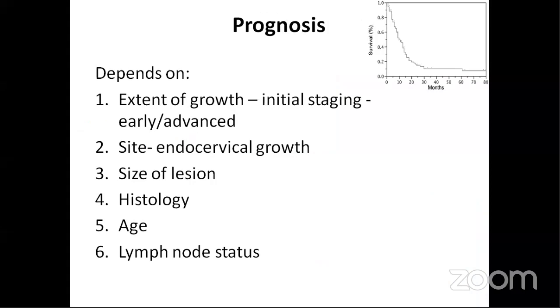Now, prognosis. We all know what prognosis is, where we elucidate the survival rate or the cure rate of the patient. So what does the prognosis depend on? It depends on the extent of the growth. The initial staging is very, very important. Based on this, we have early and advanced, though it is not well defined by many of the standard books. It says that early stage is stage 1, and anything stage 2 and above comes under advanced stage.